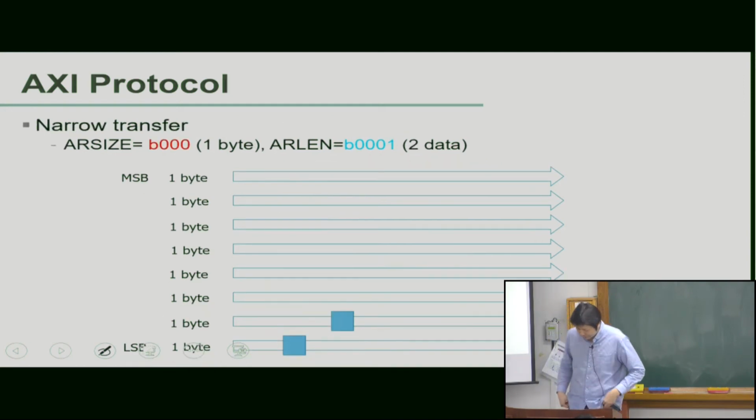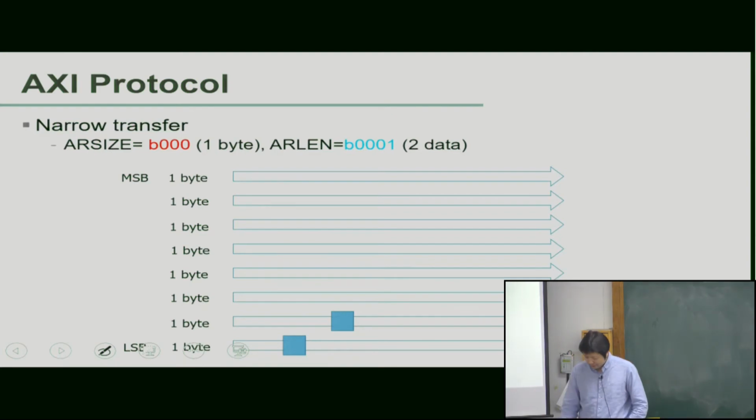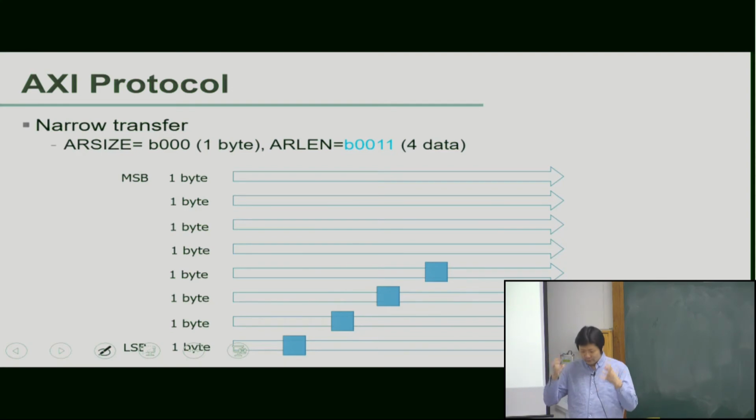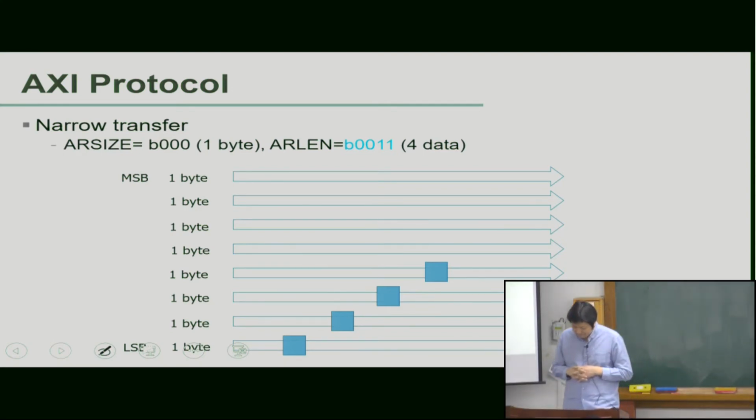This is another example of narrow transfer. The burst size is 1, and burst length is 2, so we only receive 2 bytes in this transaction. And here is another example of narrow transfer, where you receive 4 bytes instead of 2, but it takes 4 cycles to receive all 4 bytes in the transaction. The size is 1, and length is 4.